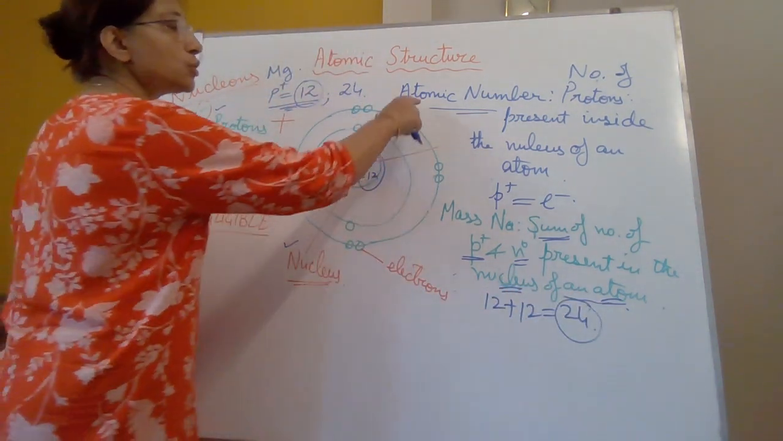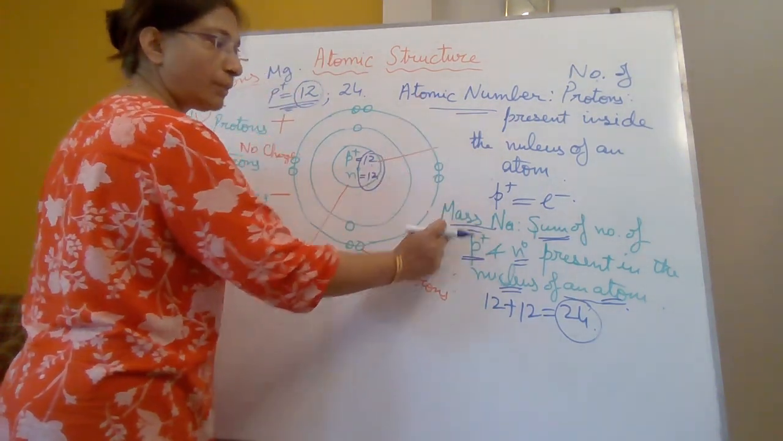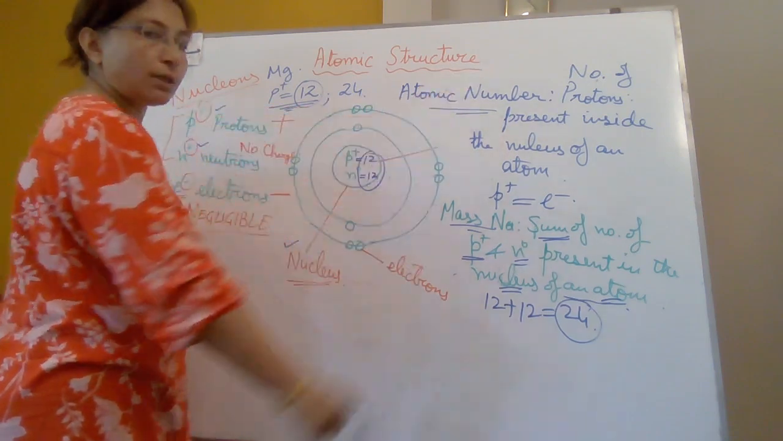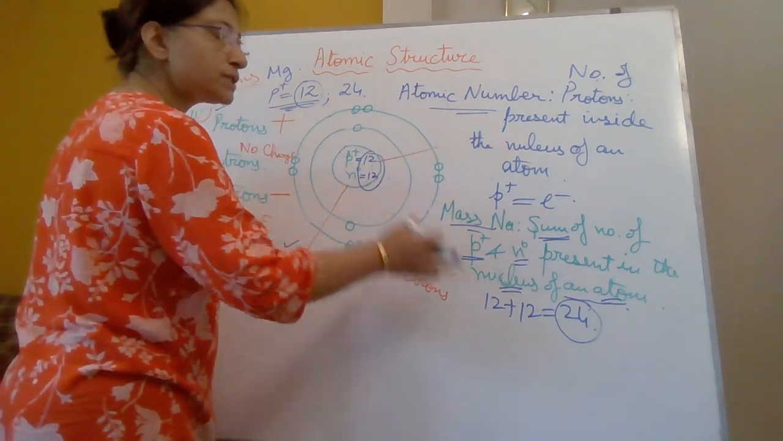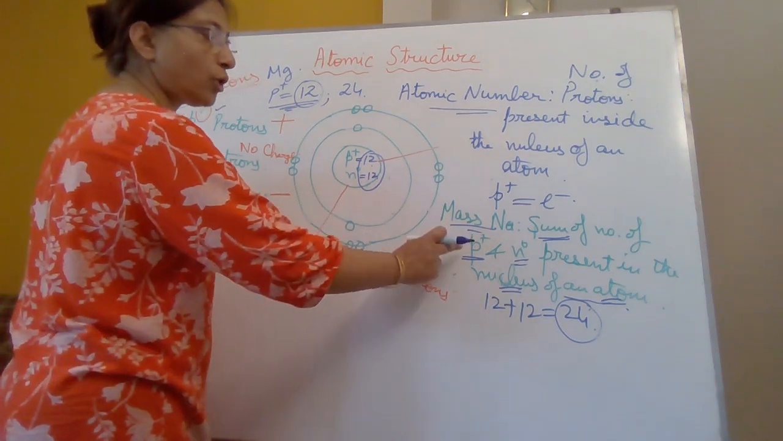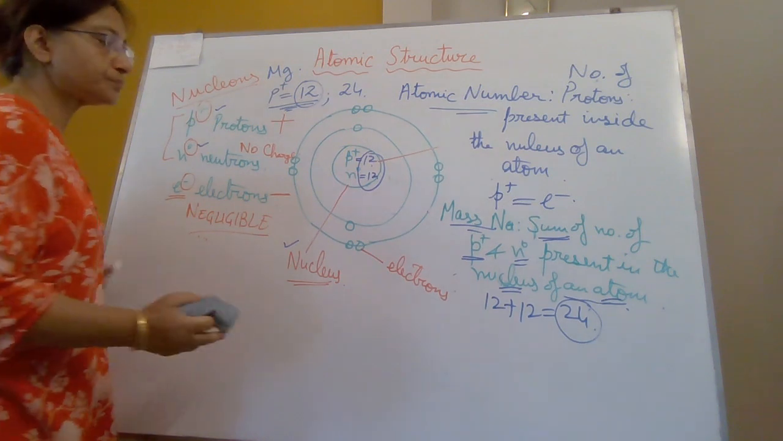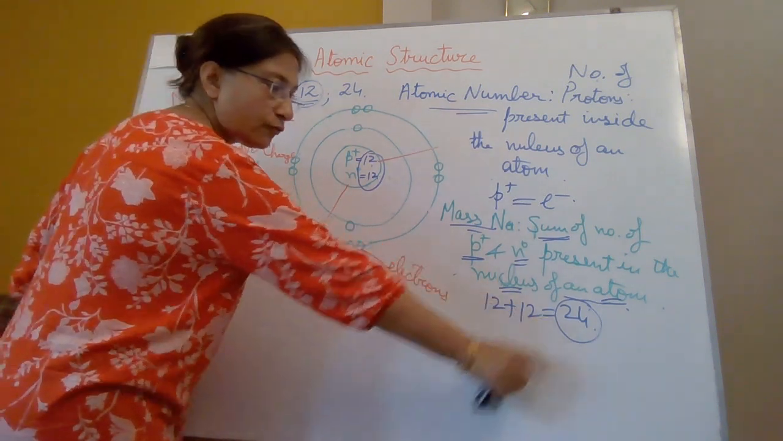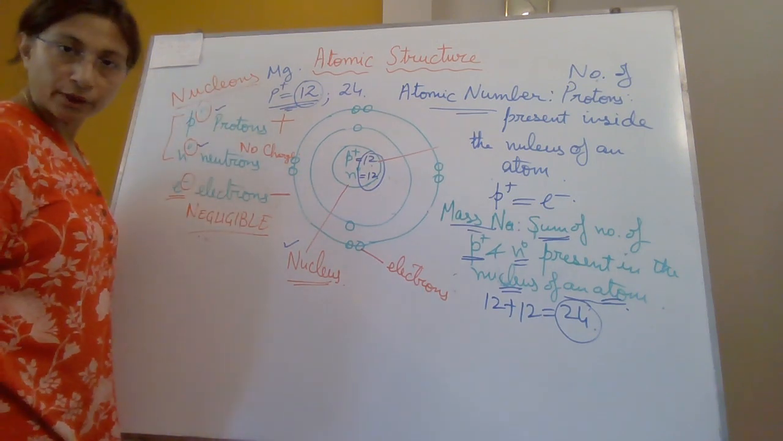Is that clear? So we have learned two things, atomic number and mass number. Atomic number is the number of protons in the nucleus of an atom, and mass number is the total sum of the number of protons and neutrons inside the nucleus of an atom. 24 is also representing the number of nucleons, right?